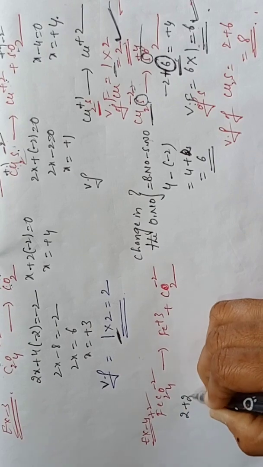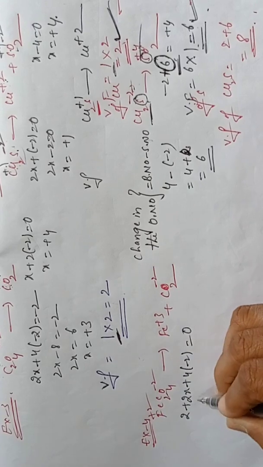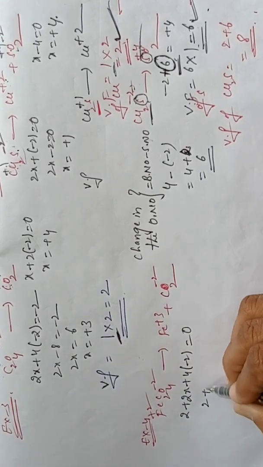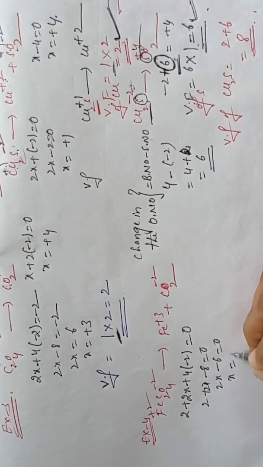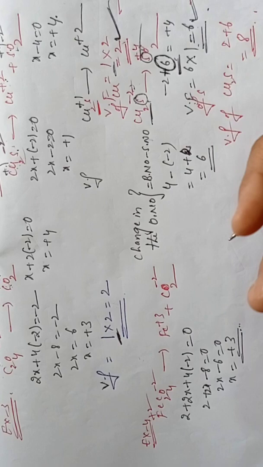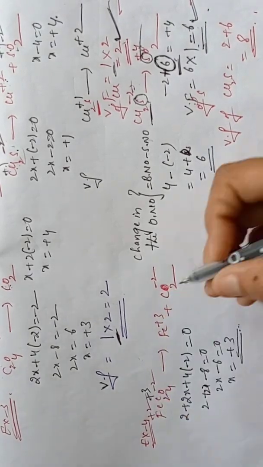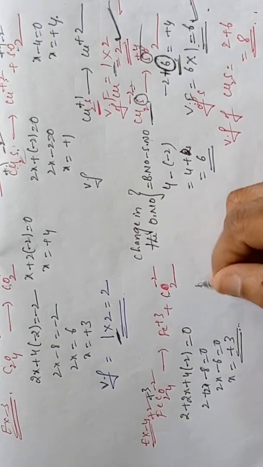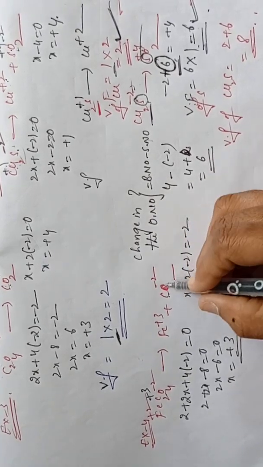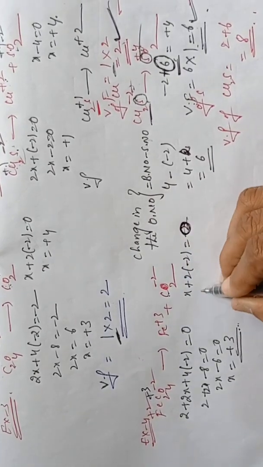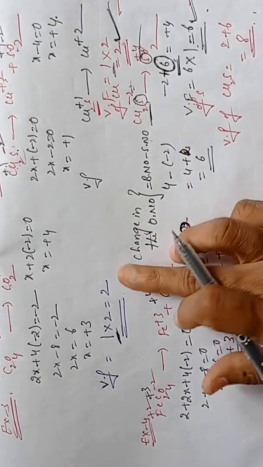Iron 2, plus 2 carbons 2x, 4 oxygens 4 into -2, total charge is 0. So 2 plus 2x minus 8 is equal to 0. 2x minus 6 is equal to 0. x is equal to +3, students. So here carbon has +3 oxidation number. Now coming to CO2, carbon oxidation number: x plus 2 into -2; since CO2 is neutral, x minus 4 is equal to 0. x is equal to +4. That means carbon oxidation number is +4.